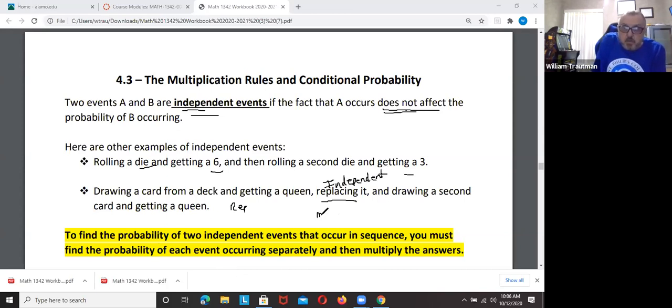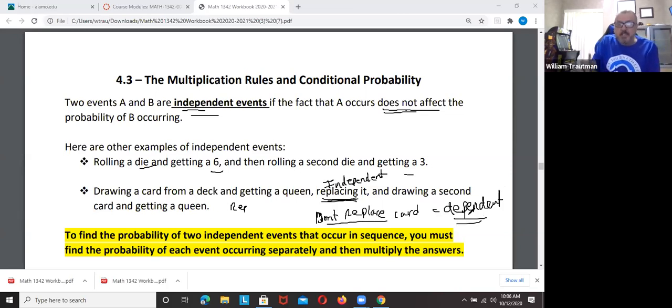But if I don't replace the card, in other words, if I take one out, I only have 51 cards left. It's affected because I can't pick that card again. Replacing is independent events. If I don't replace the card, they're dependent events. One will depend on the other, depending on which card I picked out.